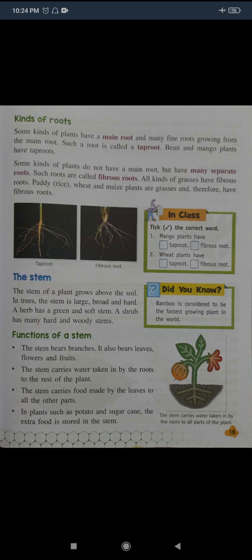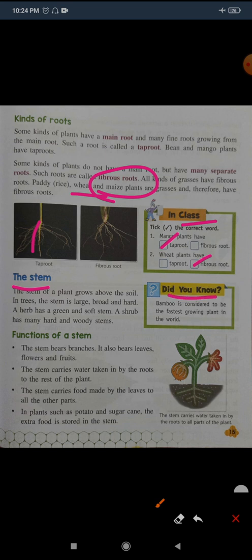Now to come to shoot. But first, let's discuss this question. Mango plant obviously has taproot, because mango has one main thick root. That's why it is an example of taproot. Now wheat, here you can see wheat, it is an example of fibrous root, because fibrous root has no main root, and the wheat plant also doesn't have a main root. That's why wheat has fibrous root.